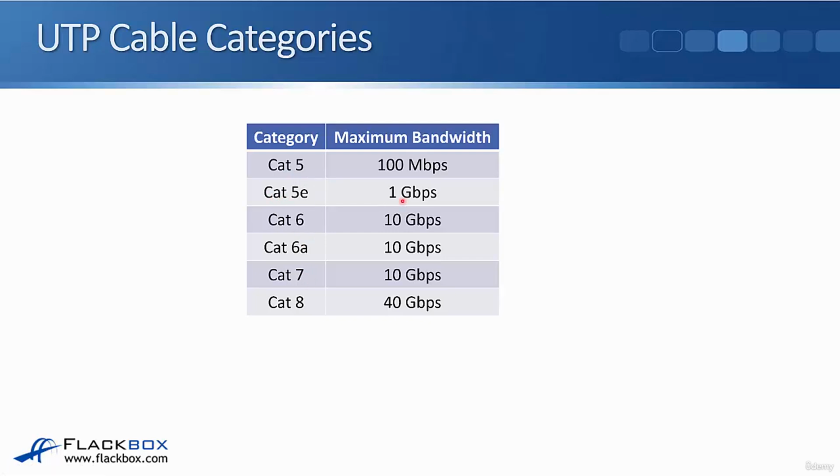Cat5e cable supported 1 gigabit per second. Cat6 through Cat7 supports up to 10 gigabits per second. And Cat8 supports up to 40 gigabits per second. So if you are looking to upgrade your network devices to higher speed interfaces, just check that the cabling in your building is a high enough category that it will support that. If not, then you'll also need to upgrade your cabling as well.